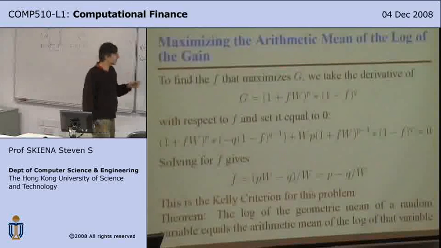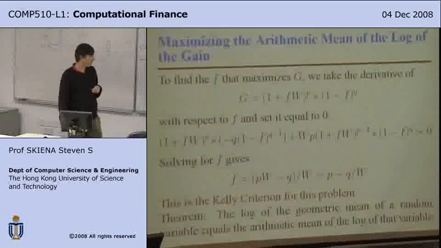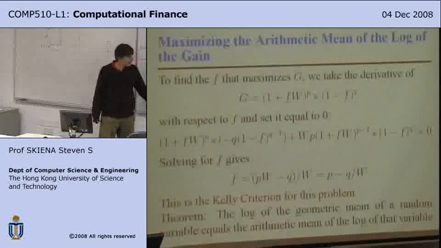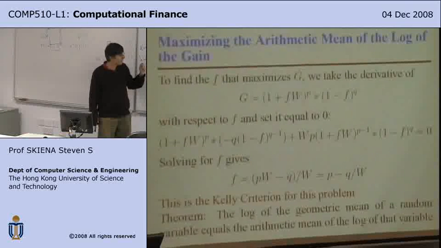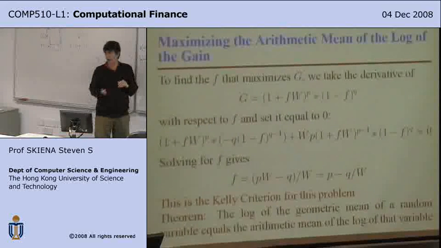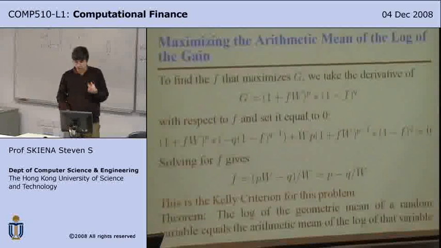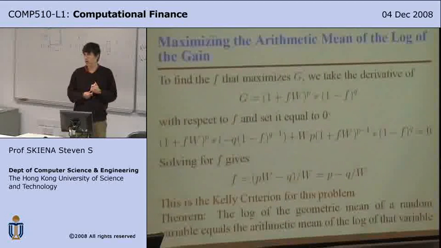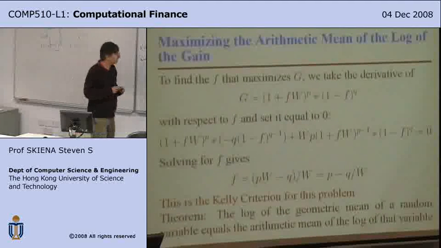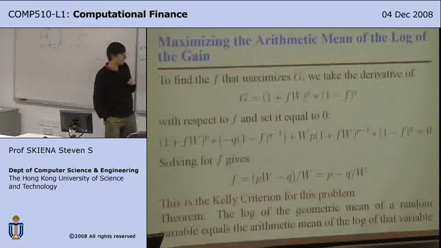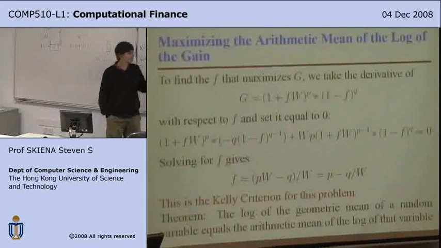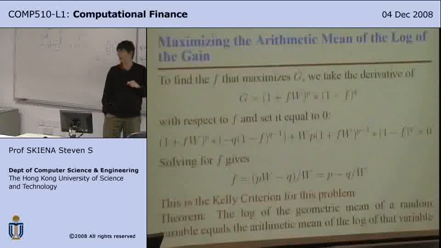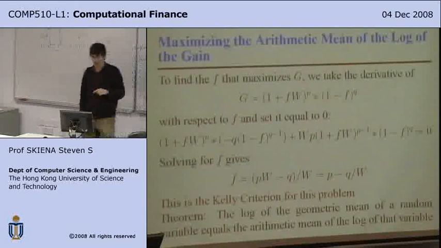The claim is that this fraction is what people call the Kelly criteria. And what's interesting is this is maximizing the geometric mean, which is the same as maximizing the log of the arithmetic mean. The claim is that this criteria maximizes the geometric mean of return, which is the same as maximizing the log of the arithmetic mean. Any questions?